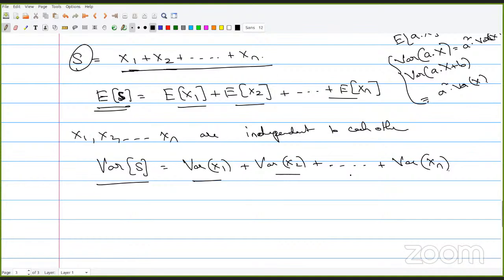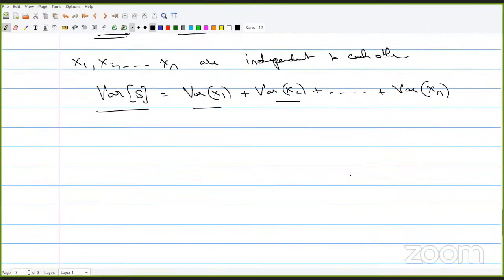Okay, we didn't bring IIDs into the picture yet. We are talking about some random variables. Each of them is a different random variable. We will bring in the IIDs very soon, then we can correlate. Got it, sir. Thank you.